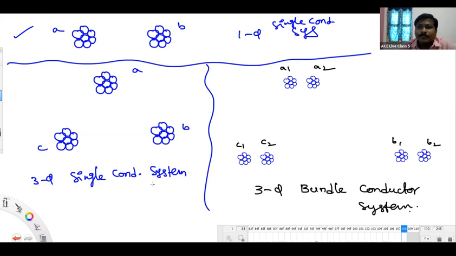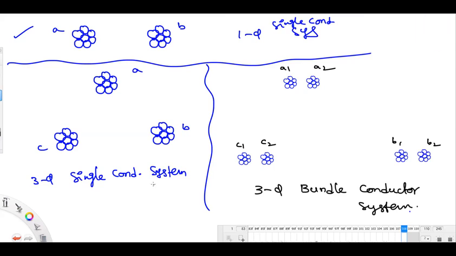That is only for a single phase system. For single phase, you sum up, right? For three phase, you don't sum. Okay, sir. Thank you, sir.